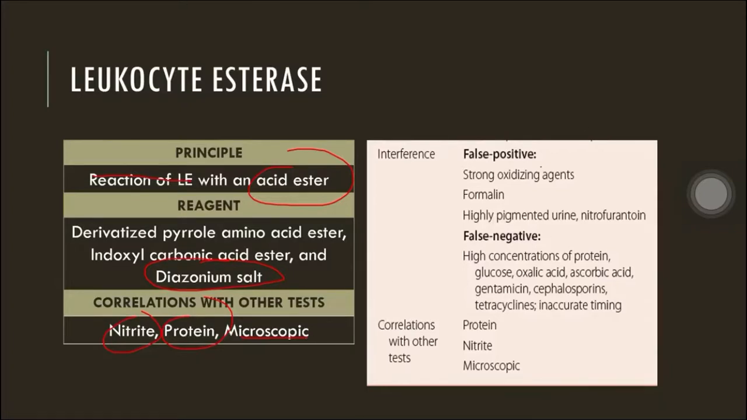So for leukocyte esterase, affected siya by strong oxidizing agents, okay, oxidizing detergents, formalin, highly pigmented urine. False negative naman: high concentrations of protein, glucose, oxalic acid, ascorbic acid, gentamicin, or antibiotics yan, okay? Cephalosporins, tetracyclines, inaccurate timing. So inaccurate timing, so again, in order to assure na hindi iiba yung timing, okay, may kakaroon ng inaccurate timing. So again, leukocyte esterase is read at 120 seconds, diba? Greater than 120 seconds yan, or 120 seconds.